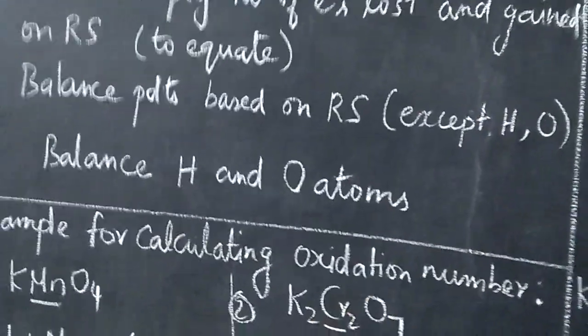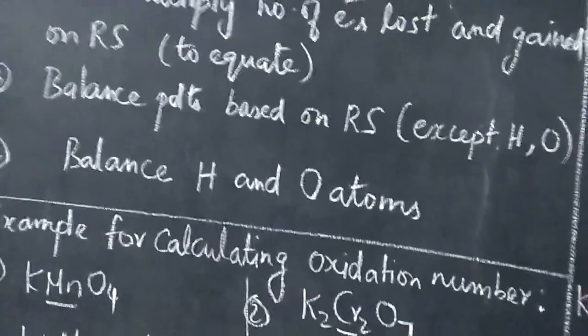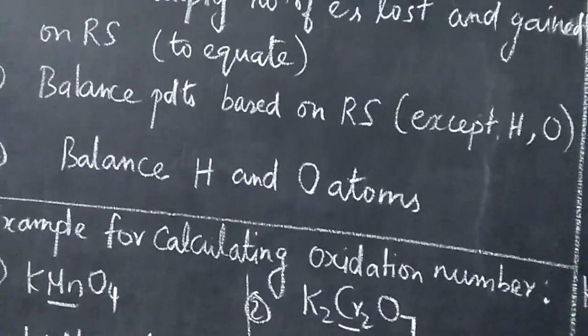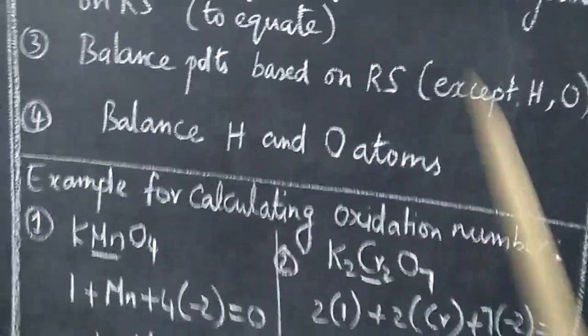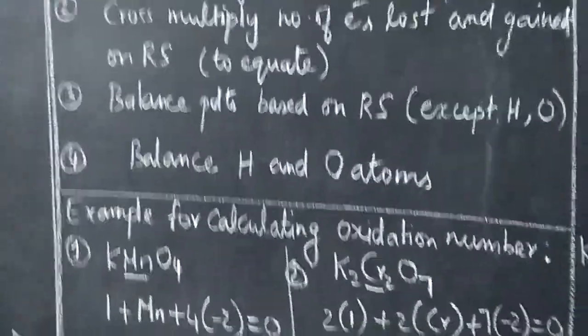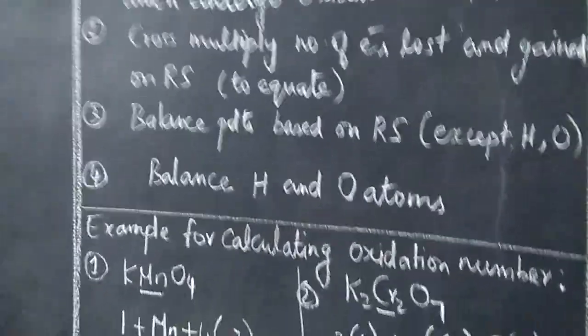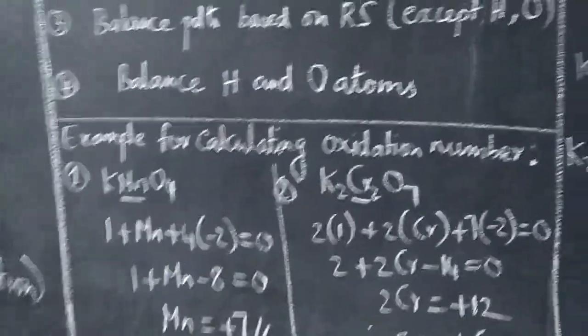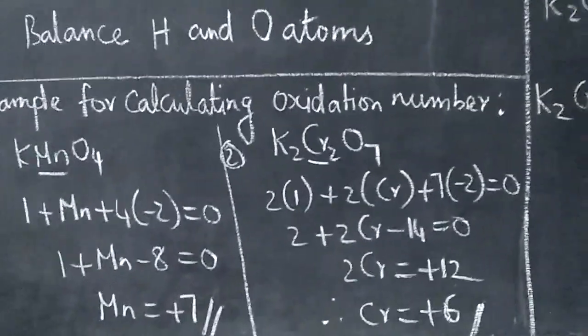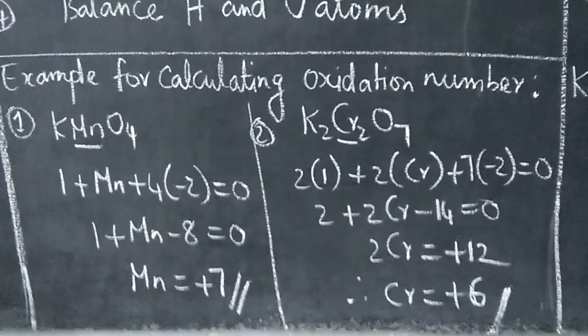Next, after balancing the products based on the reactant side, the next step is to balance hydrogen and oxygen atoms on both sides. Now, I have written two examples for calculating oxidation number. So, how to calculate oxidation number?